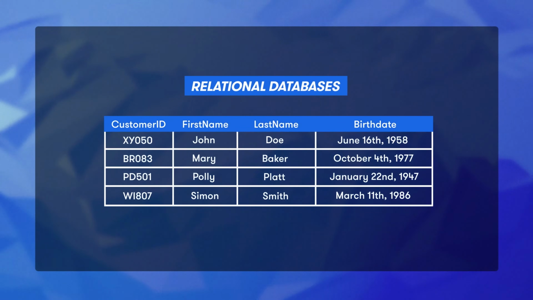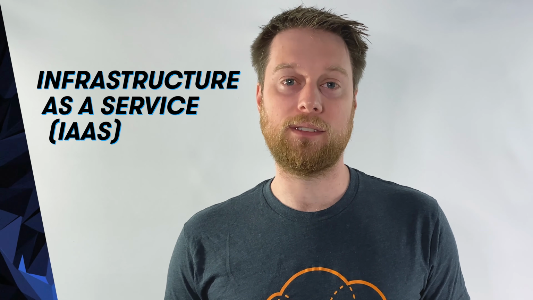Relational databases are characterized by rows of data within tables that have columns and relationships, and are queryable using structured query language or SQL. Being some of the oldest general purpose databases, they are still the most commonly used today. Let's start with IaaS SQL databases.